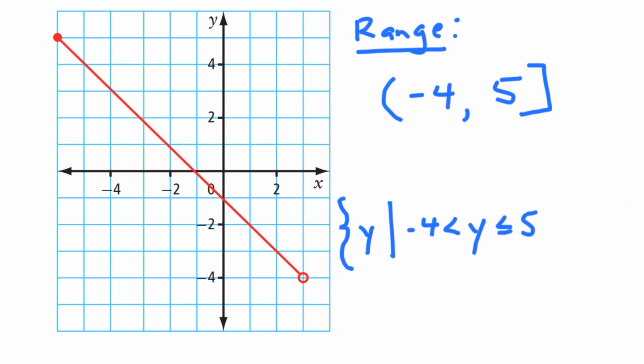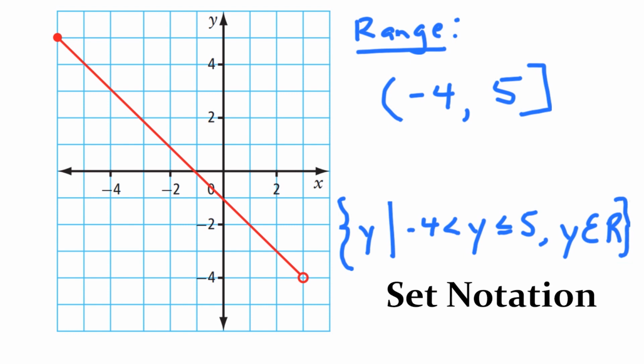There's the half equal sign here because y could be equal to 5, because there's a filled in dot. And then we know y could be all real numbers, so y belongs to all real numbers. And we close our curly bracket. And that is the set notation.